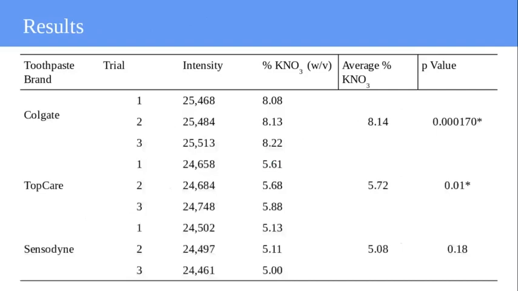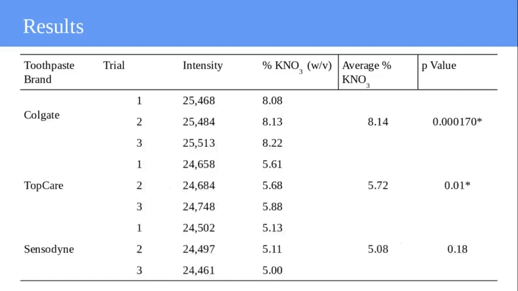The 3 toothpaste brands I tested were Colgate, Top Care, and Sensodyne. There were 3 trials per toothpaste. As stated previously, I used the emission intensities to measure the concentration of potassium. I accounted for the factor of 10 dilution from the toothpaste samples. Then I did unit conversions in order for my data to be in the same unit as it was on the label. The toothpaste label showed the percent of potassium nitrate as weight per volume, so that means the number of grams of potassium nitrate in 100 milliliters of toothpaste.